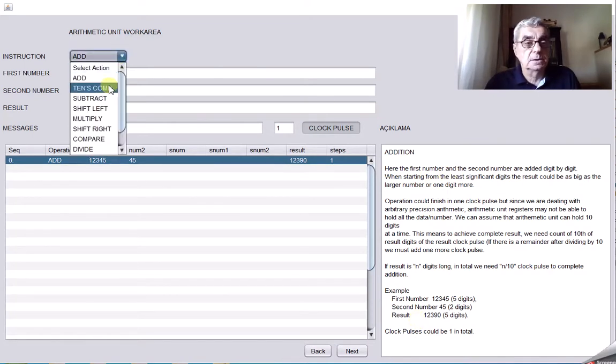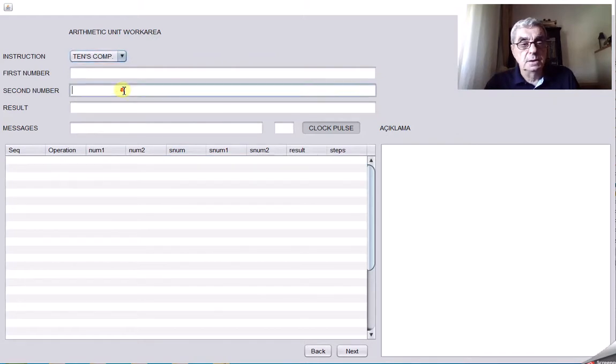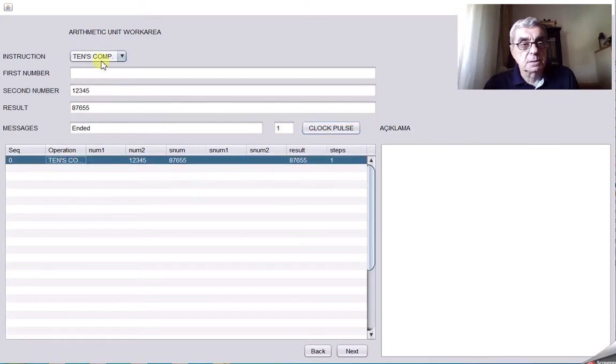Now let's get the 2's complement. Here we will have the second number, 1, 2, 3, 4, 5, and then apply this result. 2's complement is actually 9's complement plus 1, and here we get the 2's complement as this number. And of course there's a description of that later on, you will see.